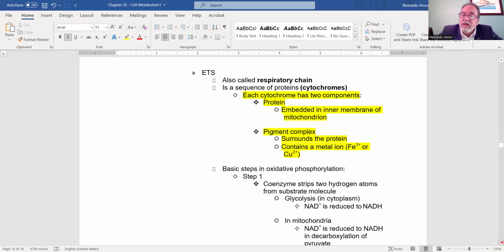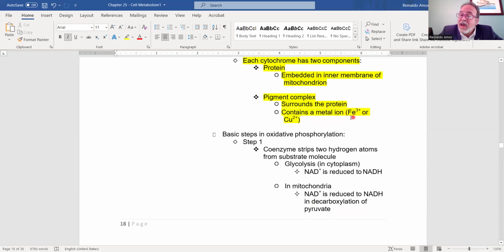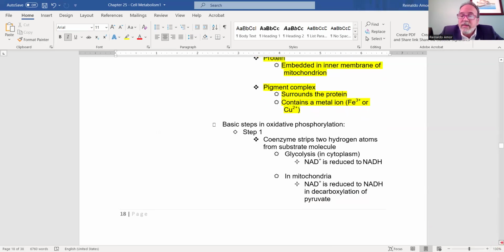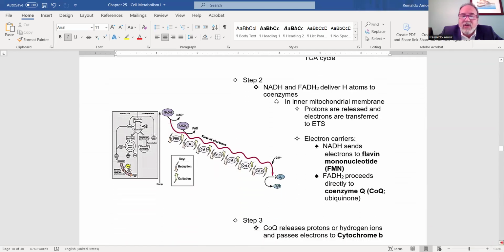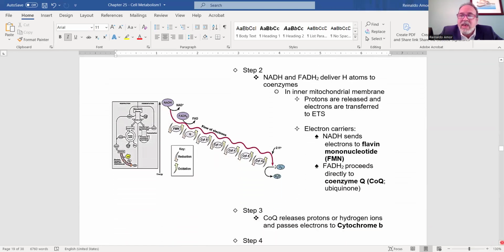Iron will make it red. Copper will make it blue. So we have all of these proteins embedded in the inner mitochondrial membrane, and they have a pigment complex that contains either iron or copper. The NADHs are arriving there and the FADHs are arriving there, and we need to know who's receiving this.